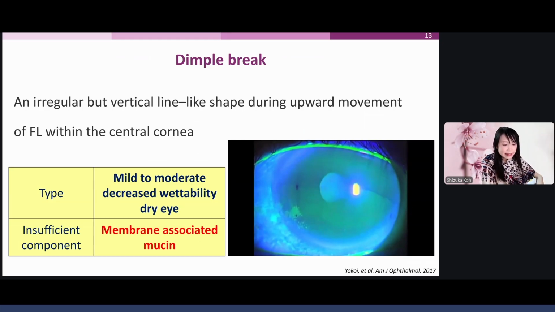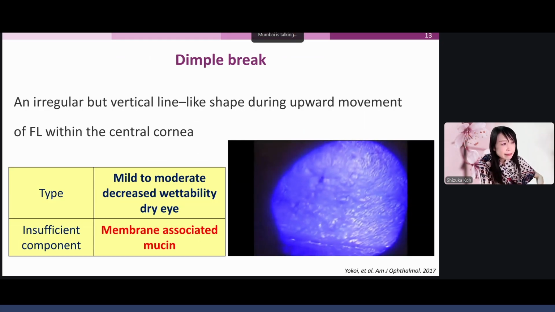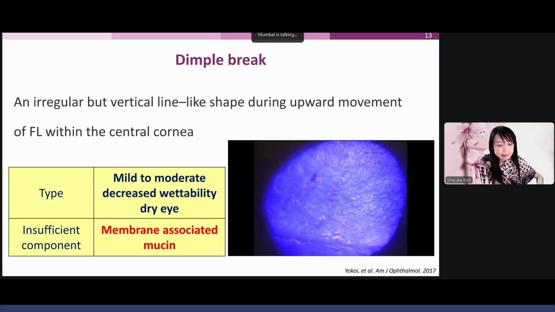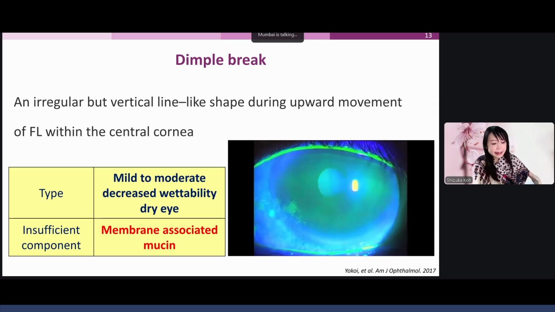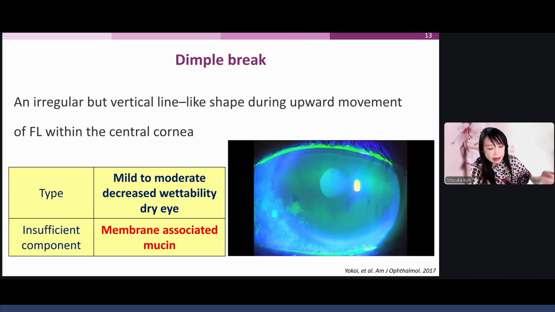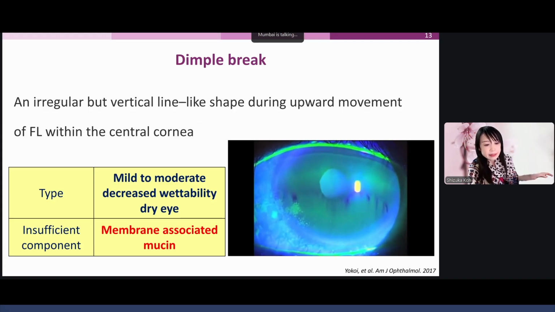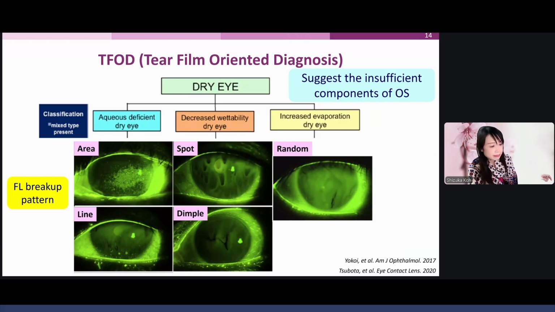Dimple break represents a milder form of decreased wettability. Dimple break is diagnosed as an irregular but vertical line-like shape during upward movement of fluorescein within the central part of the cornea. Again, the key problem is epithelial surface quality rather than tear volume.